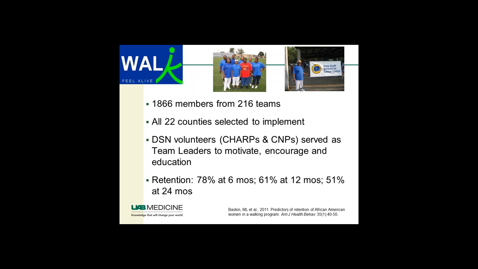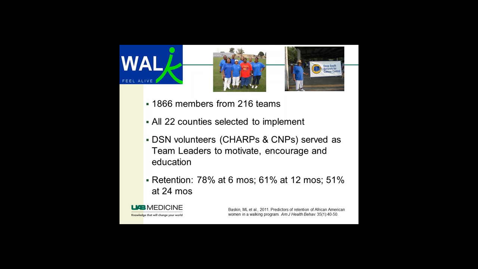All 22 of the 22 counties implemented one of those walk teams, and they consisted of a volunteer, either our community health advisors, research partners, or the CNPs, which are our community network partners, so those 53 and 40-whatever out of the two states. They led that, and the only reason they were the leaders is because they were in charge of collecting all the step cards so we could evaluate the program. But they were the team leaders. They would motivate, encourage, and educate.